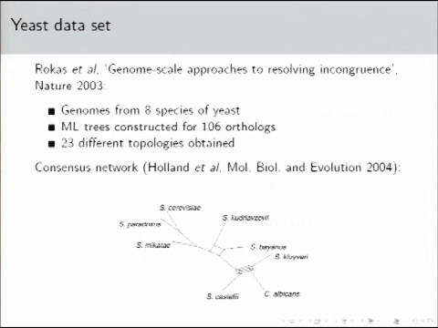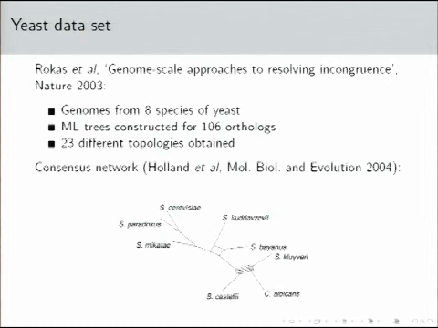So I'll show you quickly some examples of the sort of thing you can do with meta-trees. This is a fairly well-known data set published in Nature, so it consists of some trees for 8 species of yeast. There are 23 different topologies obtained, and I've just drawn the consensus network there. And it's interesting just to point out that these two species, there's some sort of lack of resolution there and lack of resolution down here.